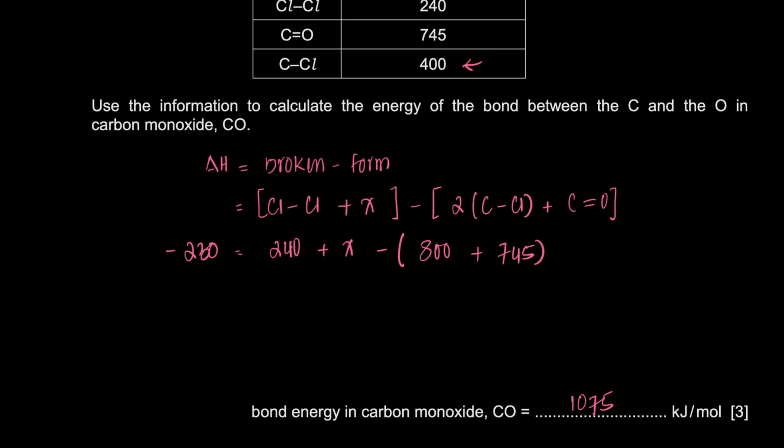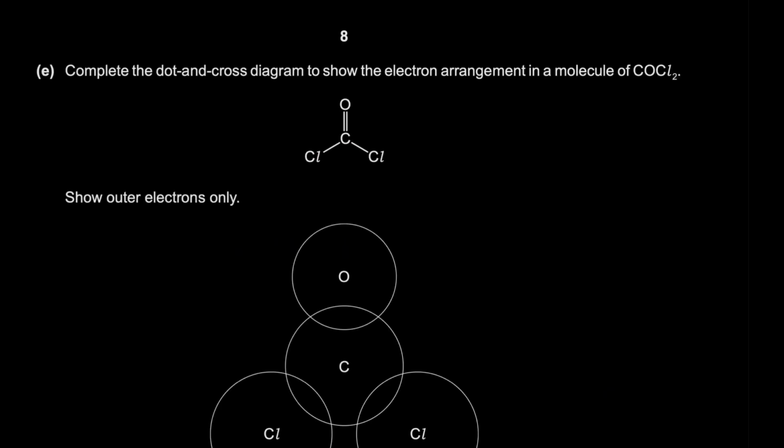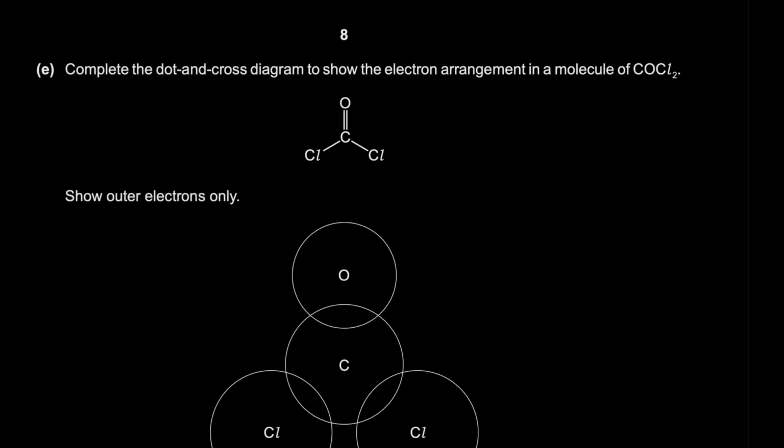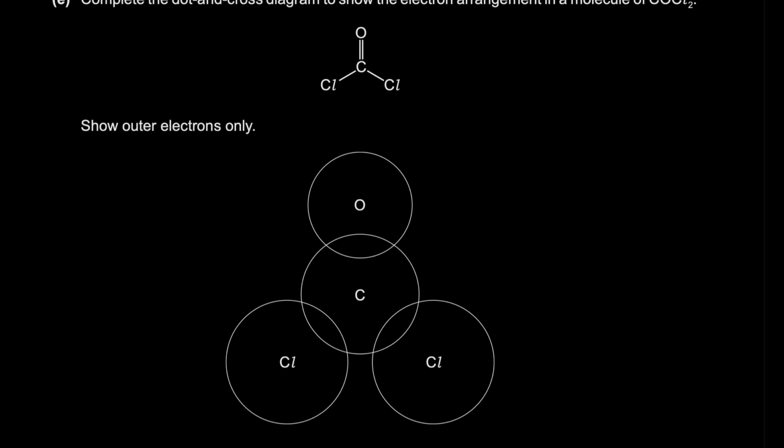1075. Let's move on now. Wow, this question doesn't want to end. Okay, this part is very easy because what they've done is they've shown this to you. What does this mean? It's a single bond. That means one chlorine, one carbon is bonded. So let's do that.